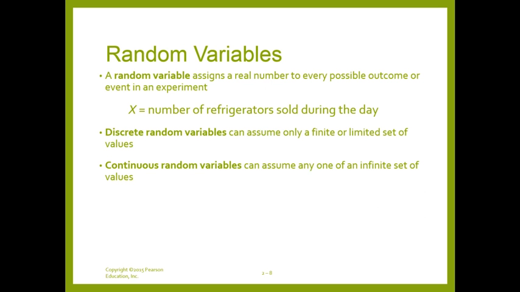Random variables versus other kinds of variables. A random variable says, as it says here, a new real number to every possible outcome or event in an experiment, so anything could happen. So within whatever the parameters are that you're setting.